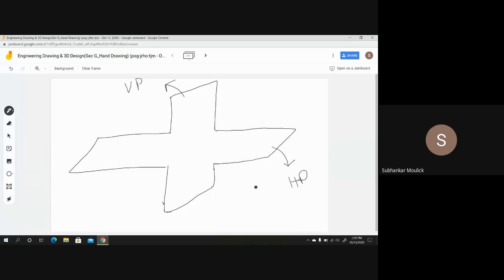Is it clear? Either you say it like this, or you may say that if any object is placed in the first quadrant, I am using the first angle projection method. If any object is placed in the third quadrant, and you want to draw the front view, top view, or side view of that object, then you are solving the problem in the third angle projection method. Similarly, the second quadrant is the second angle projection method, and the fourth quadrant is the fourth angle projection method. So I think in the last class, we discussed till this topic.